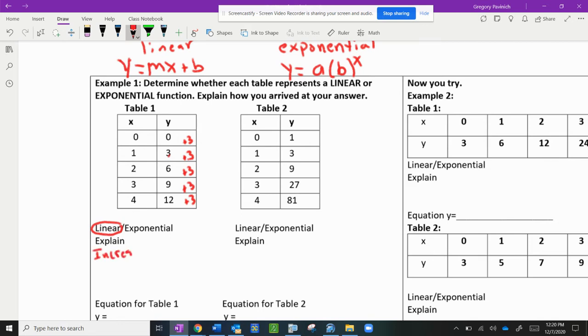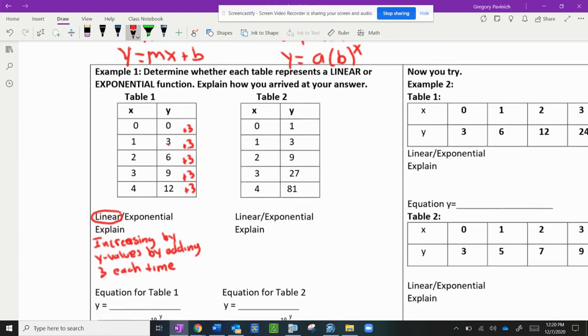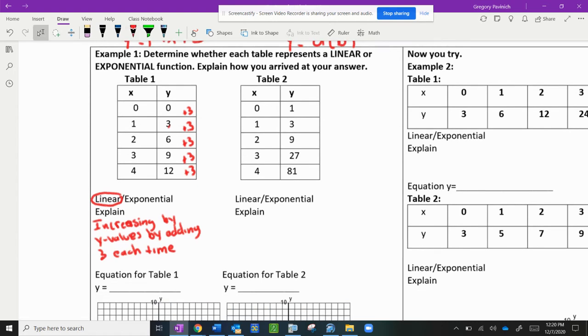Why? Because I'm increasing my y values by adding 3 each time. Okay, and we know that that's my slope, right? So this 3 is going to be my slope.